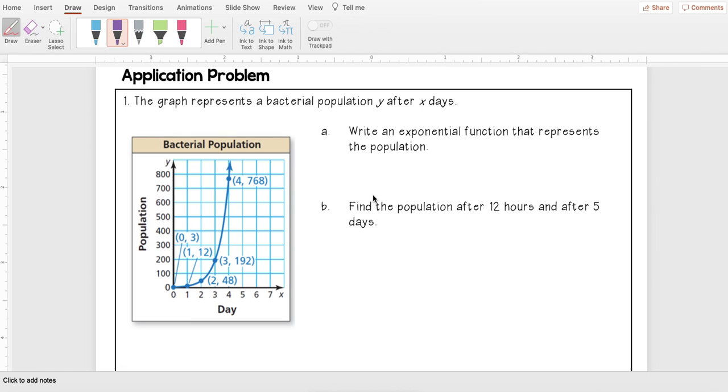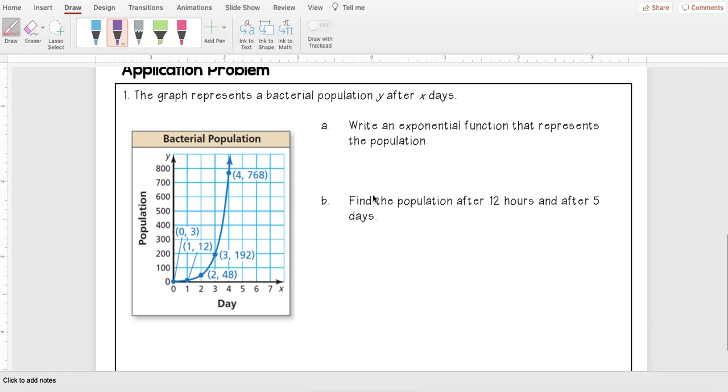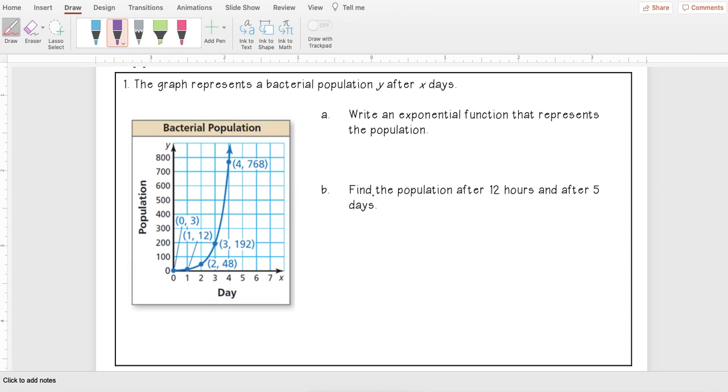For this last video, we're going to look at an application problem. This says the graph represents a bacterial population Y after X days. So my Y is the population, my X is the number of days. First, I want to write an exponential function that represents the population. Remember from that last video, our functions look like Y equals A times B to the X. So I need to figure out what my A is, and I need to figure out what my B is.